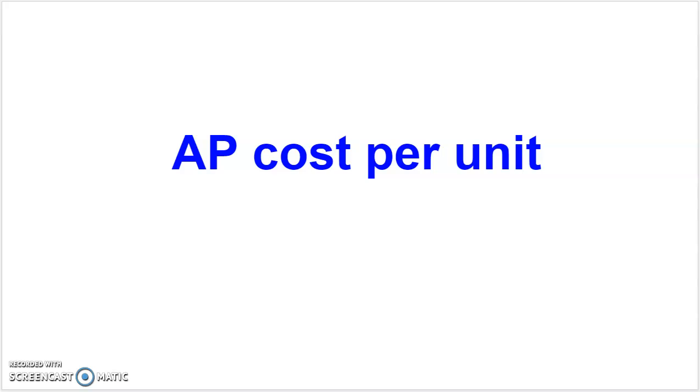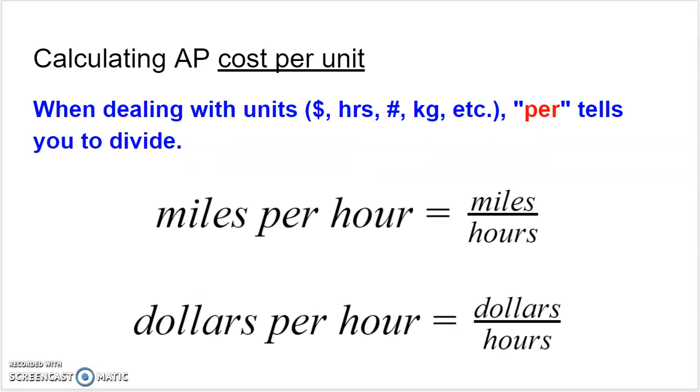In this video, we're going to talk about AP cost per unit. So when we calculate AP cost per unit, think about the fact that whenever you're dealing with units, and by units I mean things like dollars, hours, pounds, kilograms, whatever, the word per is telling us to divide.